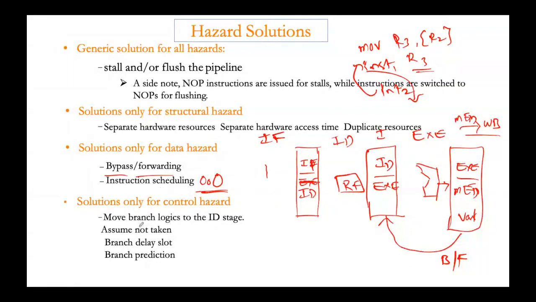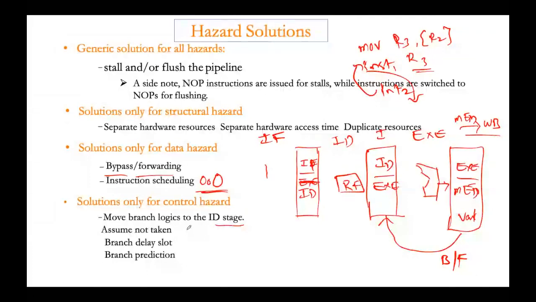Then the solutions for the control hazard, we have seen that. First, you move the arithmetic and logic unit, or one computational comparison unit, into the ID stage, so the program counter will be updated in the ID stage only. So moving the branch logic to the ID stage is one solution we have seen. Second, assume not taken: all the subsequent execution will start, and if the branch is taken, flushing will be done. If not taken, those instructions will continue executing.